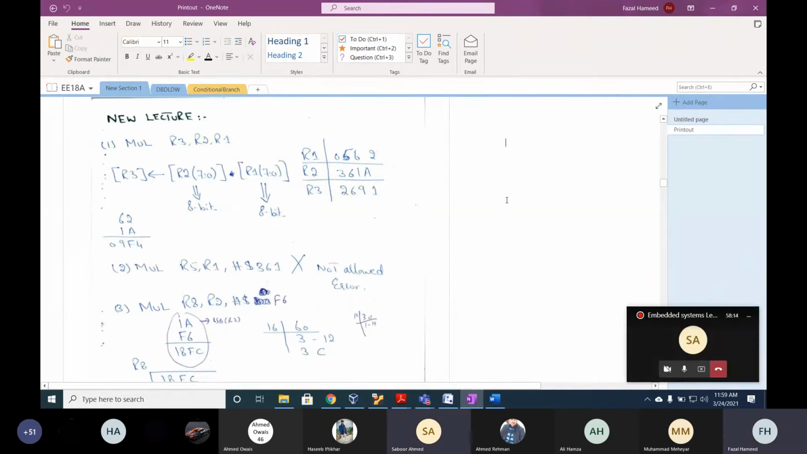The PC, the program counter, is actually a pointer to the current instruction that needs to be executed. So the program counter is pointing to the current instruction that needs to be executed by the microprocessor. And the instruction register contains the instruction to be executed. I will give this with an example.